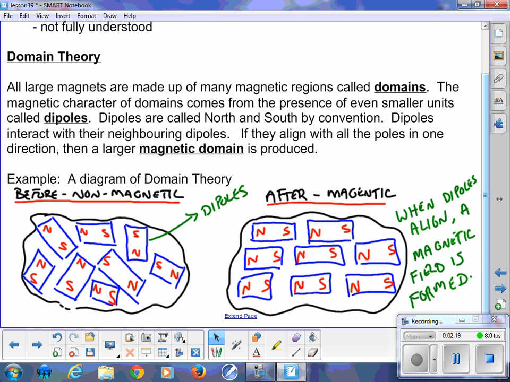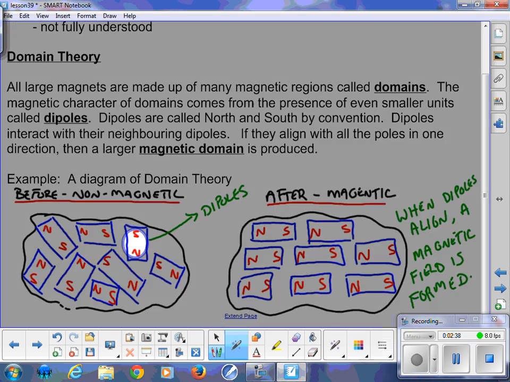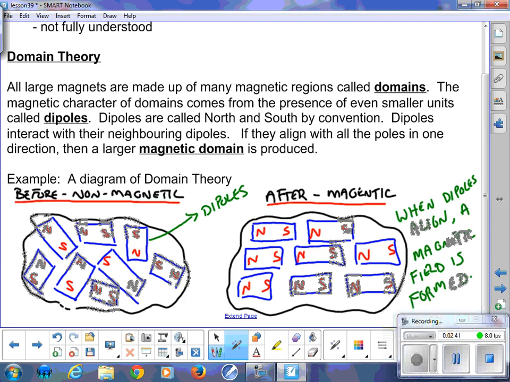So basically the theory is that all large magnets are made up of many magnetic regions, which we call domains. The magnetic character of the domains comes from the presence of even smaller units called dipoles. And down here in the diagram, I draw a dipole as a smaller bar magnet within a material. Dipoles are called north and south by convention, and when a dipole interacts with its neighboring dipole and they align themselves, then we end up with a larger magnetic domain. So they kind of get together, get the job done, and create a magnetic substance.